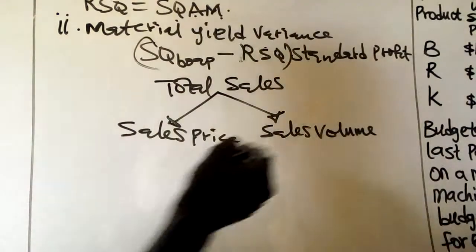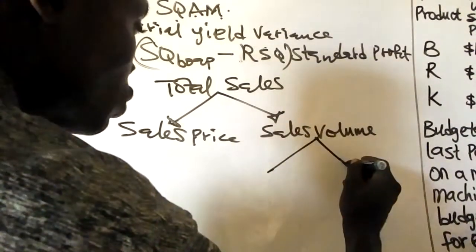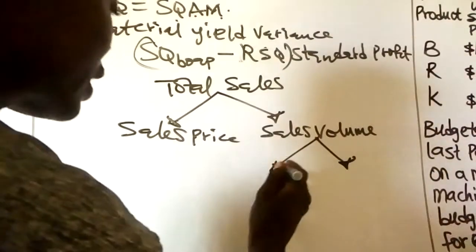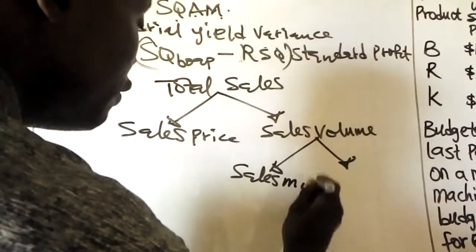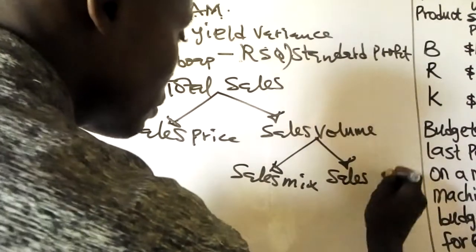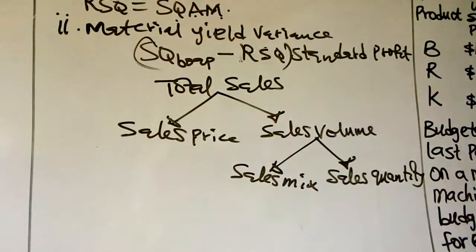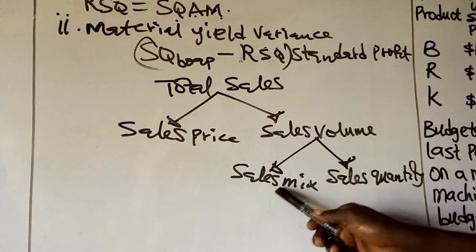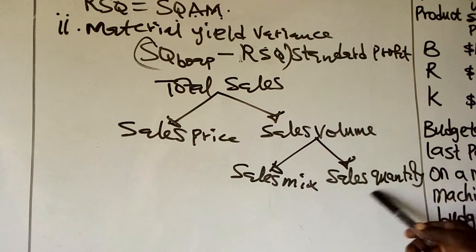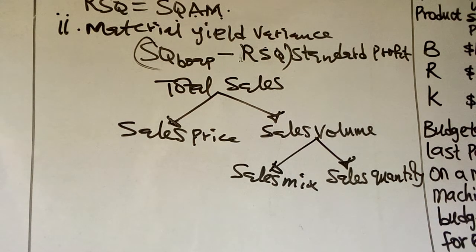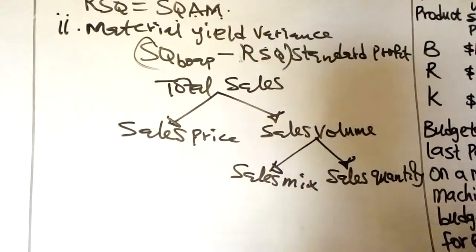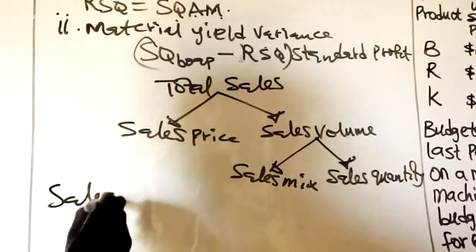We said sales volume variance will equally be divided into two: the sales mix variance and the sales quantity variance. This sales mix variance is what replaces our material mix variance, and the sales quantity variance is what replaces our material yield variance.